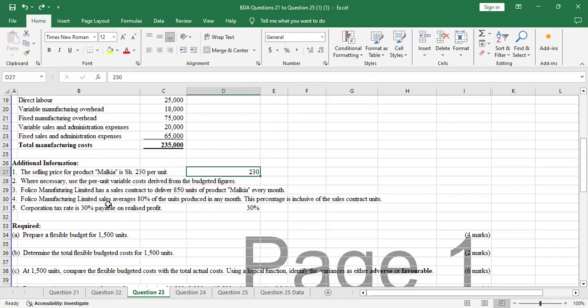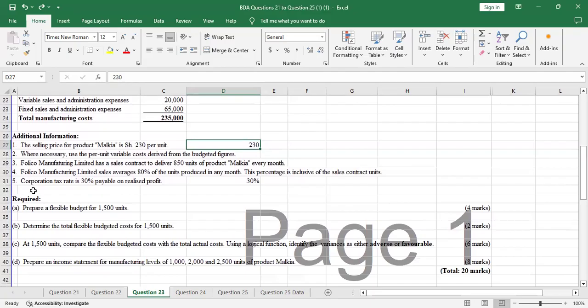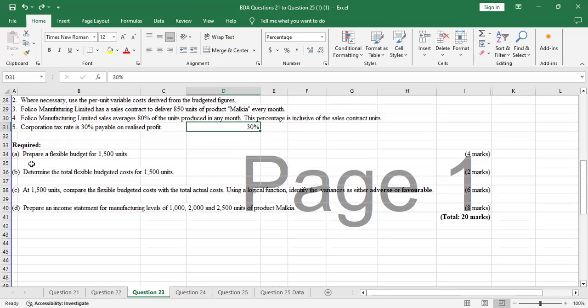So it means that the sales units will be 80% of the units produced. Number five, corporation tax rate is 30% payable on realized profit. So required: A, prepare a flexible budget for 1,500 units, that's 4 marks. B, determine the total flexible budget costs for 1,500 units.